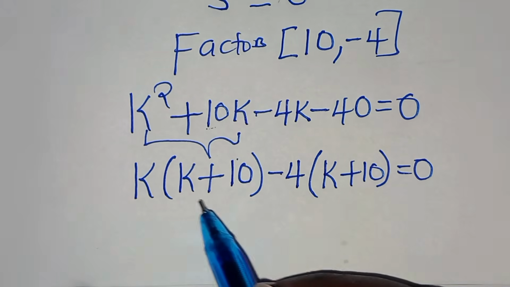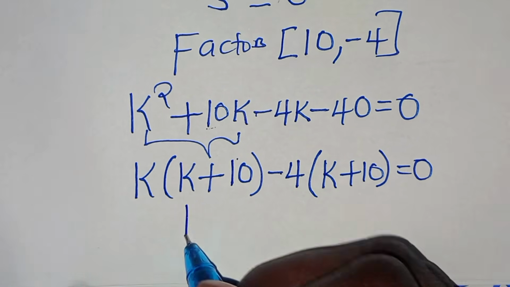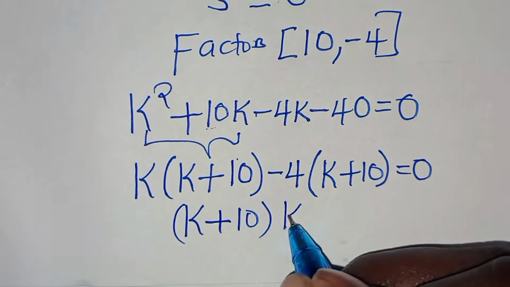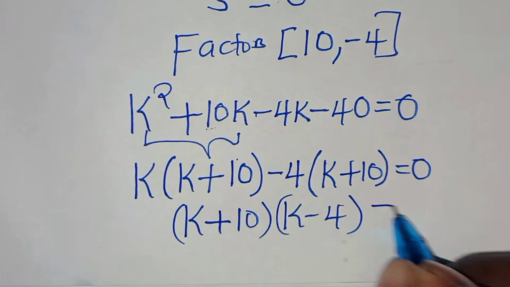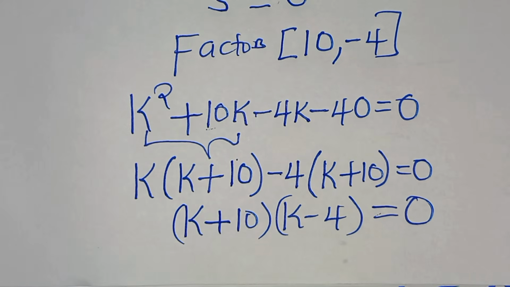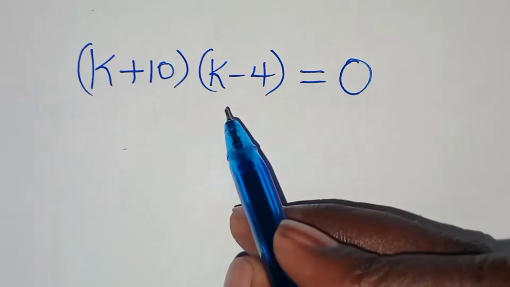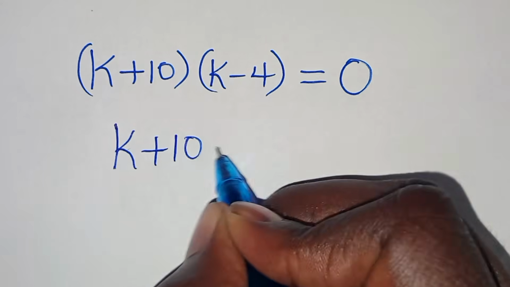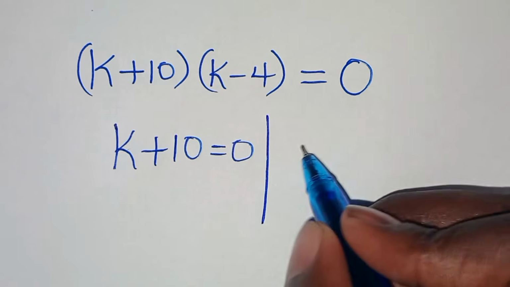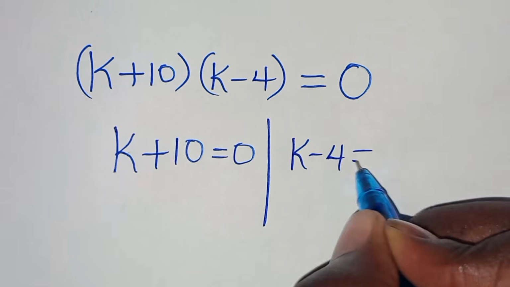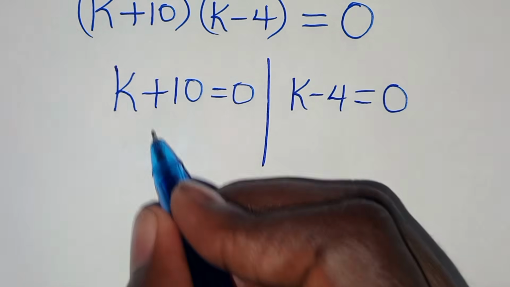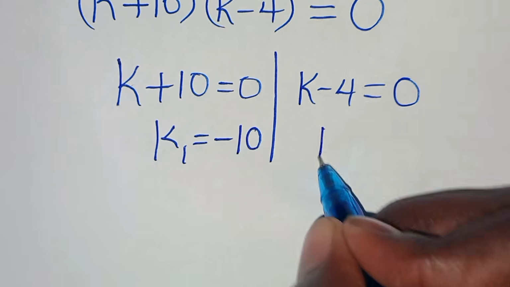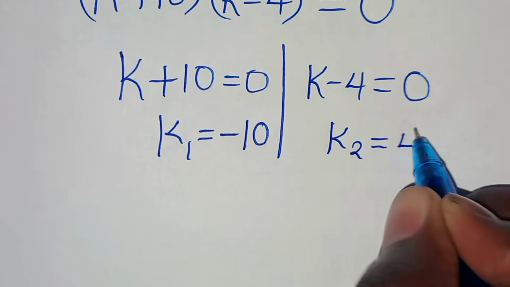So we have that k plus 10 is common here, so we can factor out the k plus 10. Then we have k subtract 4. This is equal to 0. Now we have k plus 10 multiplied by k minus 4. This is equal to 0. So we have two parts here. K plus 10, this is equal to 0. And in case 2, we have k minus 4. This is equal to 0. So this means that k1, this is equal to negative 10. And we have k2, this is equal to 4.